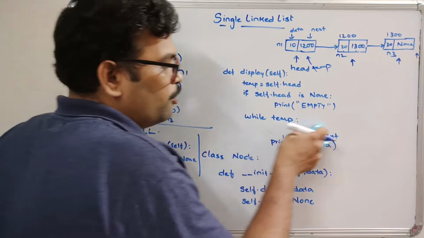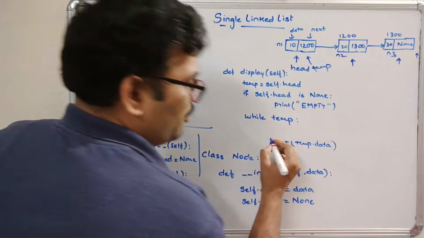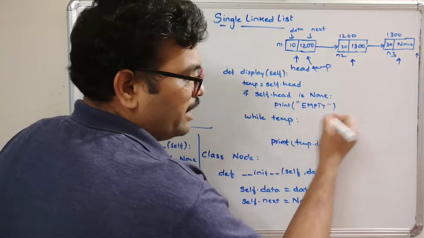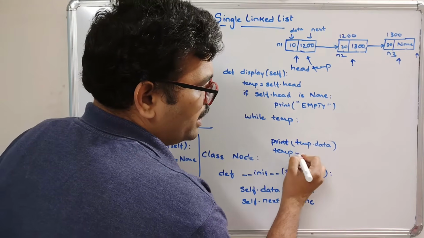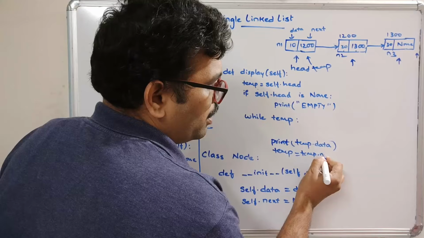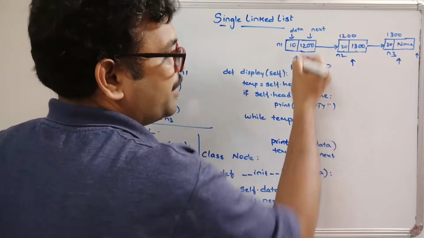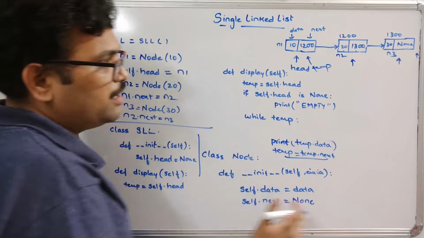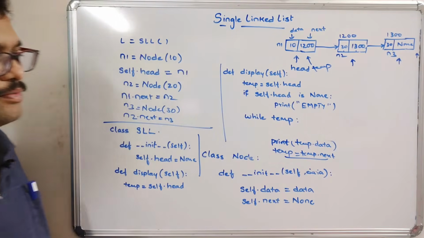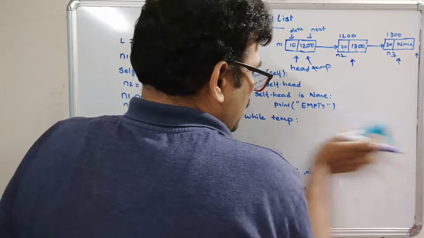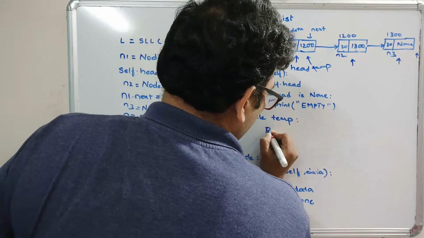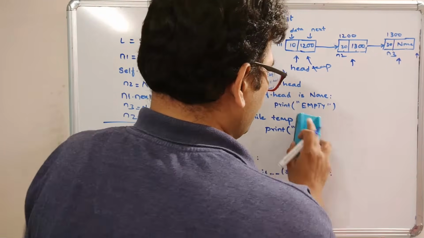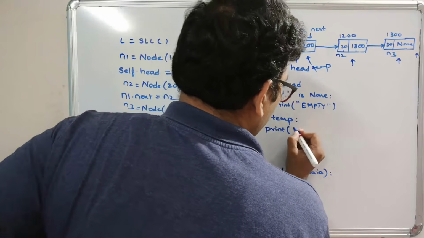So before moving to the next iteration, we'll print the data, and then we'll go with the temp is equal to temp dot next. Automatically after printing 10, the temp value will be changed to next node. Okay, so like that we'll use the display function, right? So don't worry, I will execute the program. So still if you are having any doubts, the doubts can be clarified here. Okay, don't worry about that.